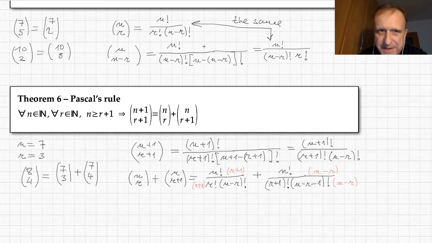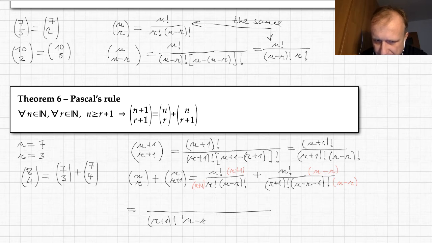Now, having the same denominator, I can rewrite as follows. So the same denominator is r plus 1 factorial, this already here, times n minus r factorial. This is the same here because this is this term here, and this times this is n minus r factorial. Okay, and on the top we are going to have n factorial times r plus 1 plus n factorial times n minus r.